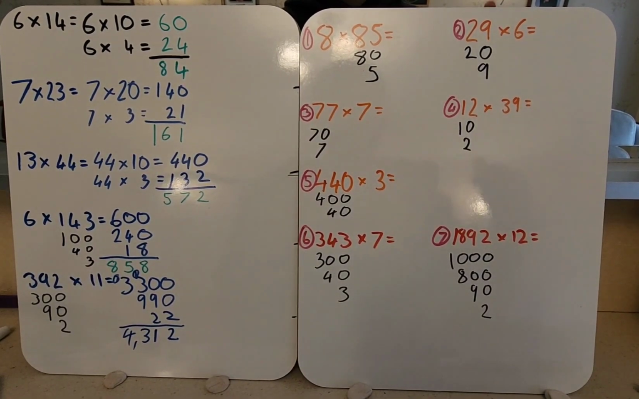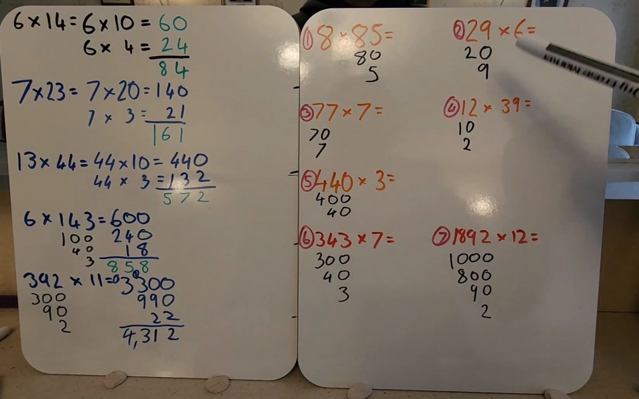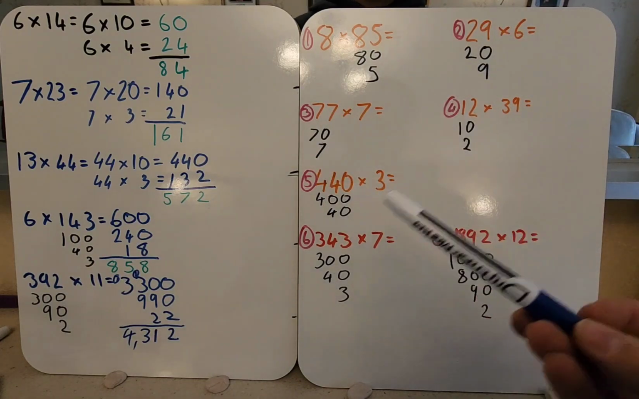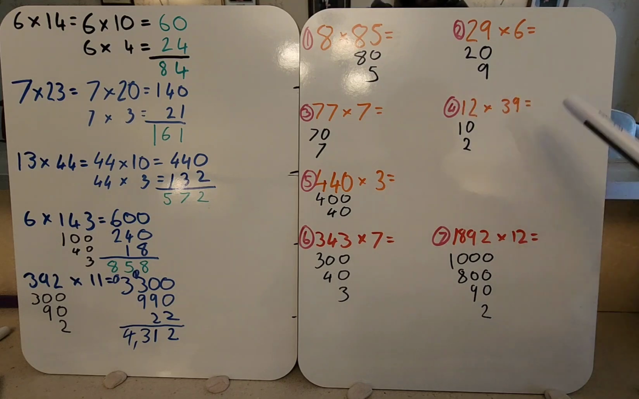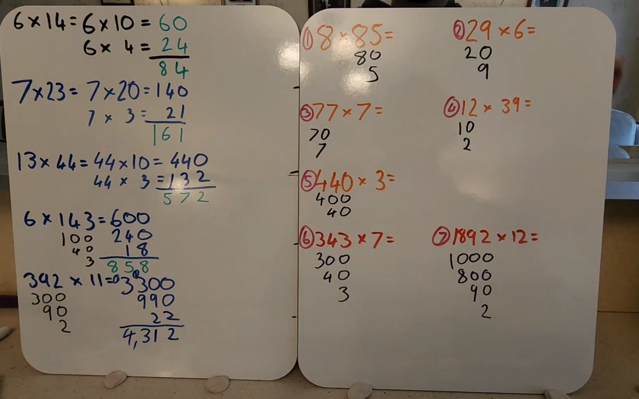So before jumping straight to the answers, I thought you might appreciate a breakdown of the numbers. Here you can see 85 is 80 and 5, 29 is 20 and 9, 77, 70 and 7. This one you might have tried to do differently. You might have tried to break down 39 into 30 and 9, which is absolutely fine. But for me, the more practice you get with this, I see it might be a little bit easier here. 10 times anything requires absolute minimal thinking.